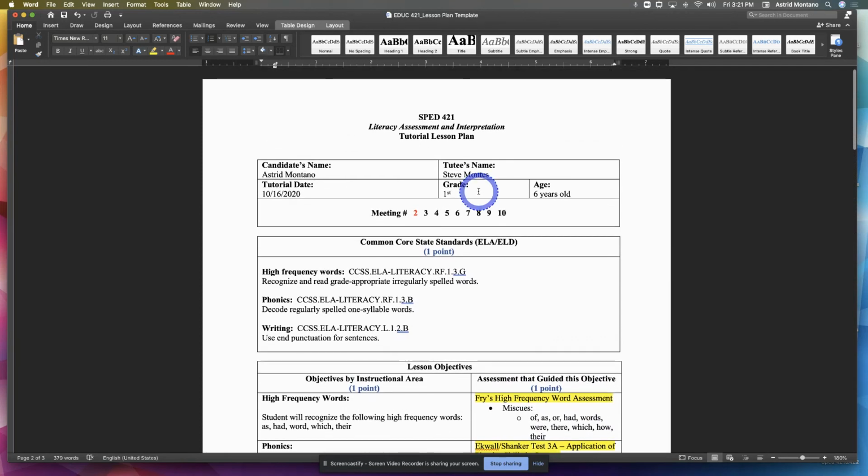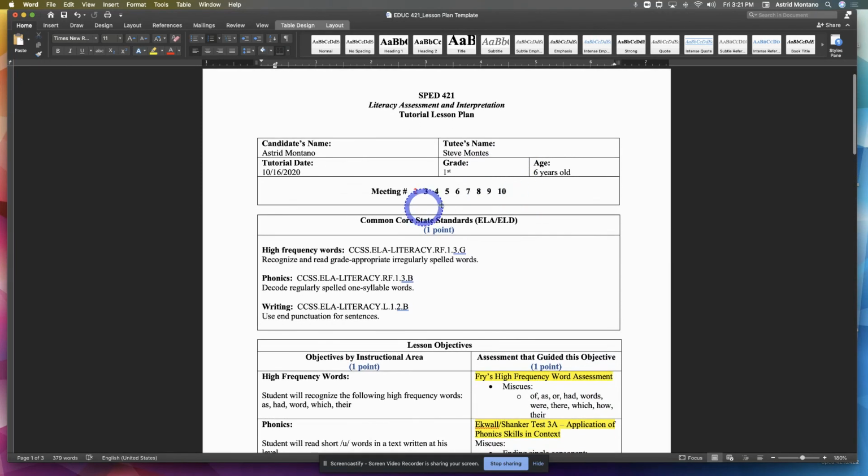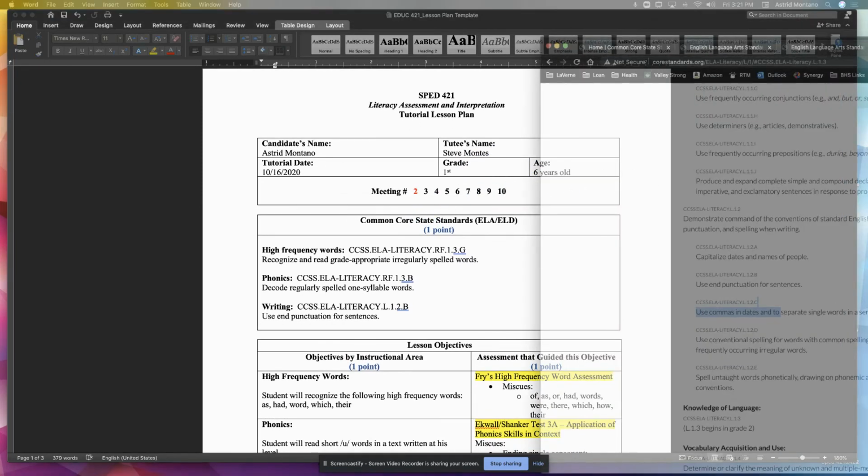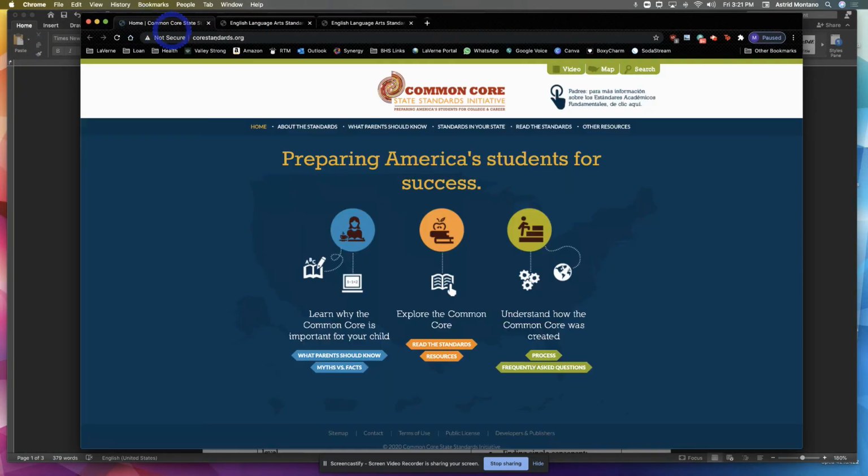So again, very quick and simple way of writing the lesson plan. Please remember to use Common Core standards. The website I recommend is corestandards.org.